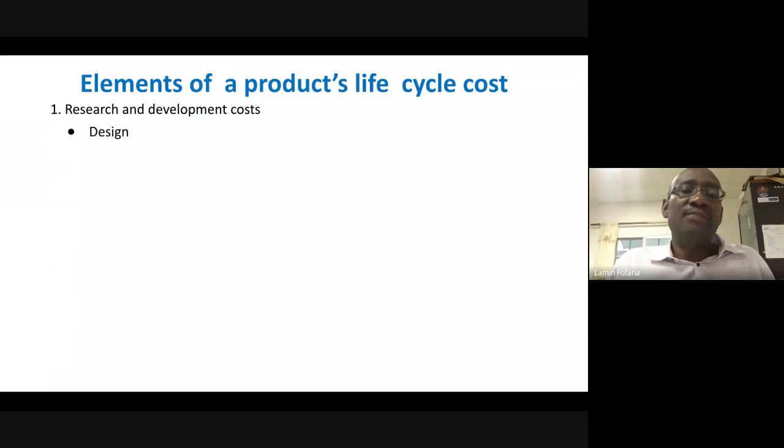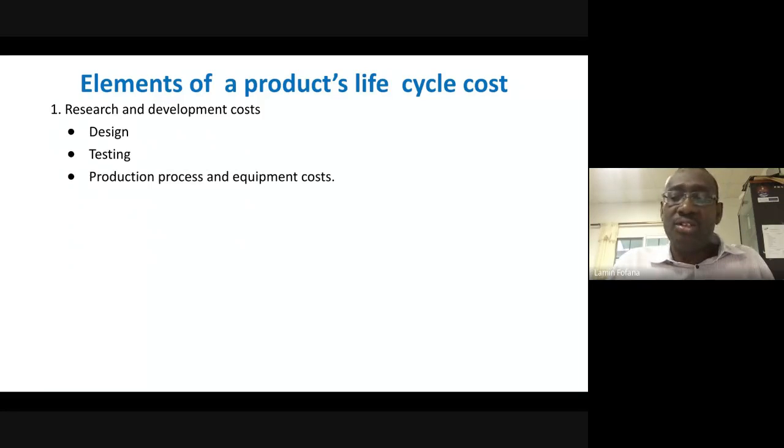So the research and development costs, we've talked about the 4th stage, which is the development stage. In the development stage, you're going to incur some research and development costs, which include designing and testing. The designing can include, if it is a chemical or something, the laboratory works, and so on and so forth. Okay, the testing, the production processes, the equipment cost, and so on and so forth.